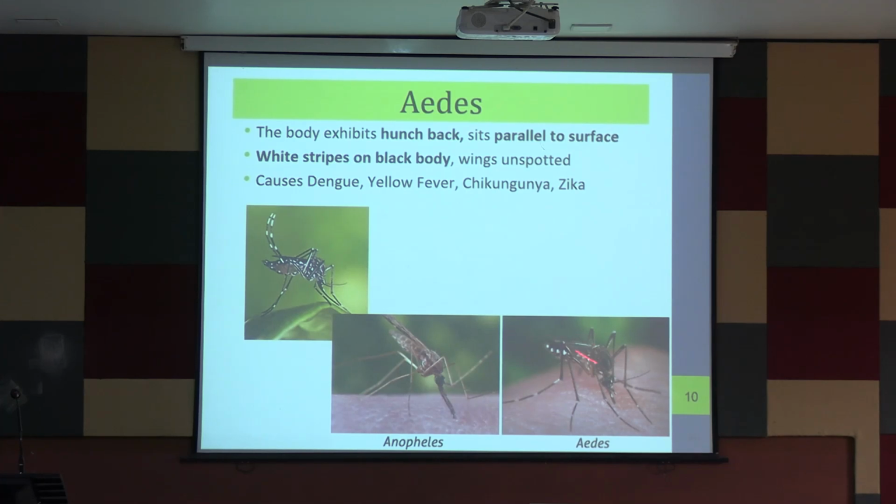Or look at this, the abdomen part also, the leg also, alternate white and black stripes are there, okay. The body, how will we recognize it? The body exhibits a hunchback and sits parallel to the surface. That is the most common area.